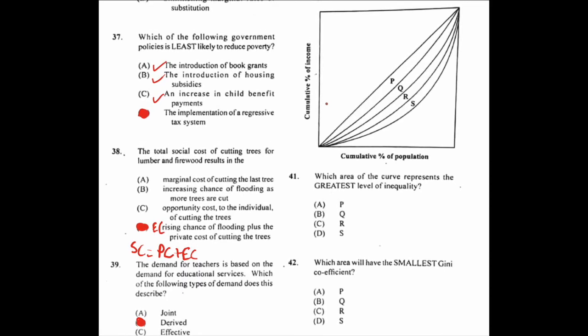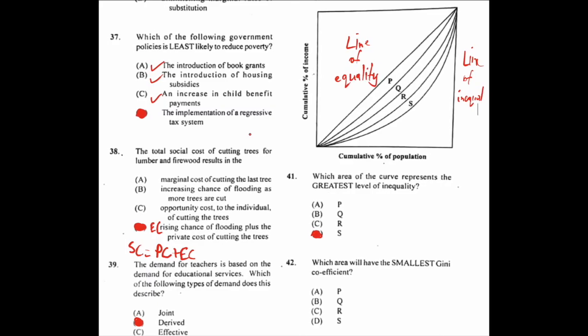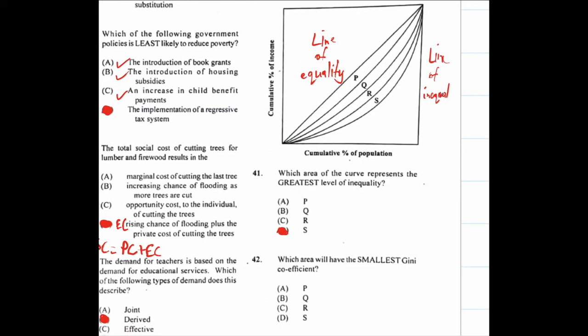Which area of the curve represents the greatest level of inequality? That is S, because it is the furthest away from the line of equality. Remember, the line of equality is the 45-degree angle from the origin, and essentially S is furthest away from that line, and it is also closer to the line of inequality.